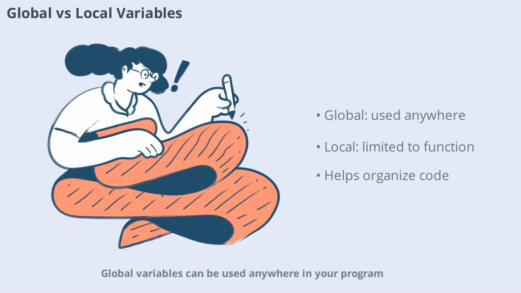Global variables can be used anywhere in your program, while local variables are only available within a specific function or block. Using local variables helps prevent accidental changes to important data, while global variables are useful for information that needs to be shared across your program. Choosing the right type of variable is important for keeping your code safe and organized.